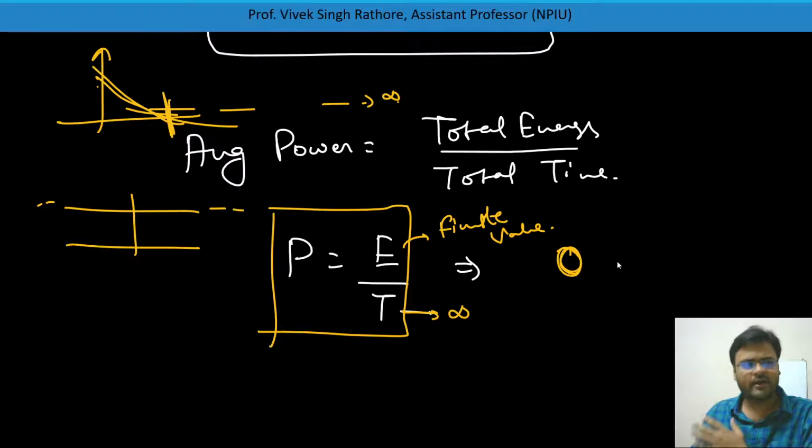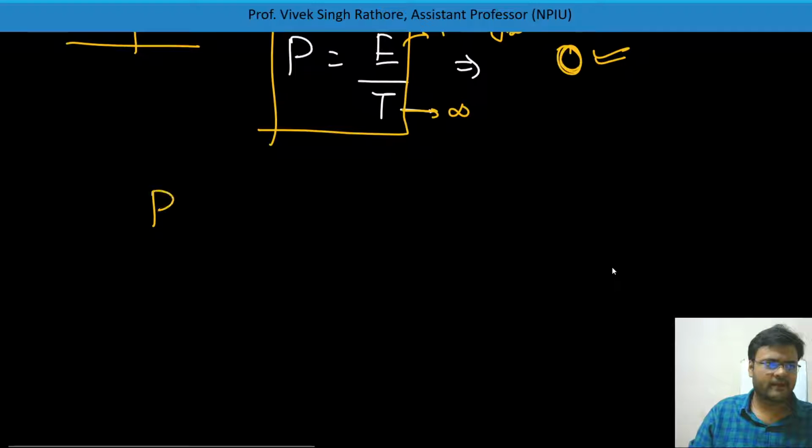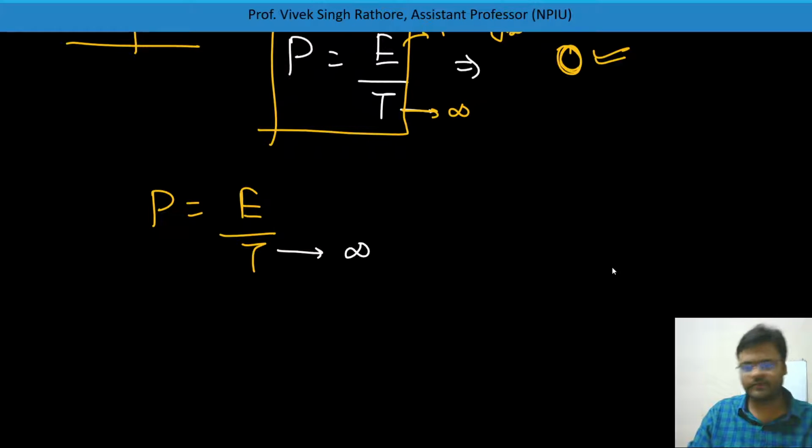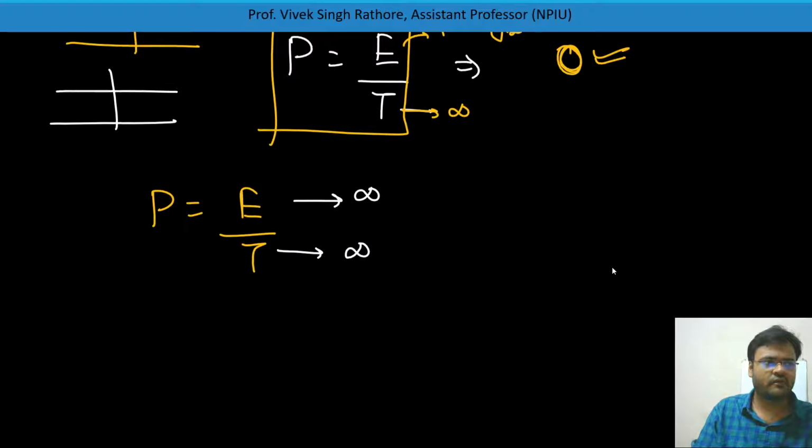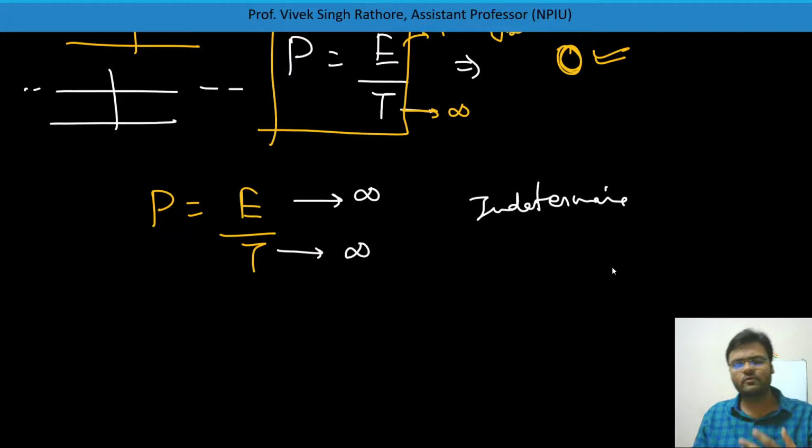So if you take time infinite, but some finite energy is coming, it means the power will be 0, which I have told earlier, that for an energy signal, energy will be finite but power will be 0. So this is actually proving that. Now again power is equal to E by T, and now we'll see if time is infinite and energy is also infinite, which we have faced just now. For this signal, time was infinite and energy was also infinite, then infinite by infinite is indeterminate. It cannot be determined, so we need to apply some mathematics.